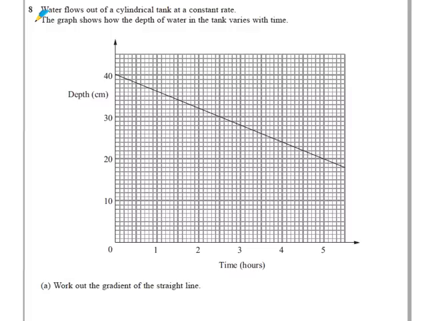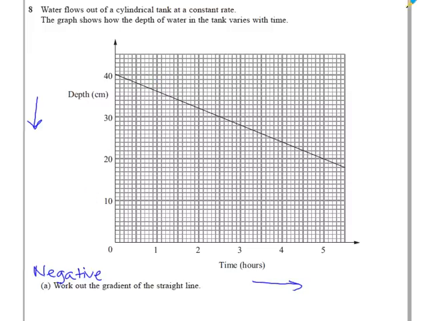Water flows out of a cylindrical tank. So the important thing to note, both from the words and from the graph, is that the depth is decreasing over time. Okay, so the depth is reducing as time increases. This depth goes down as the time increases. So our gradient is negative. We've got a negative gradient. You can see straight away from the slope of the line it's going down.